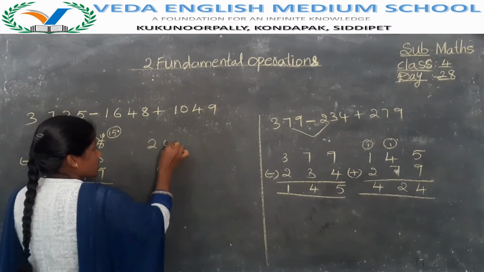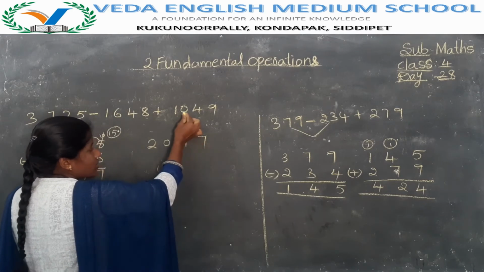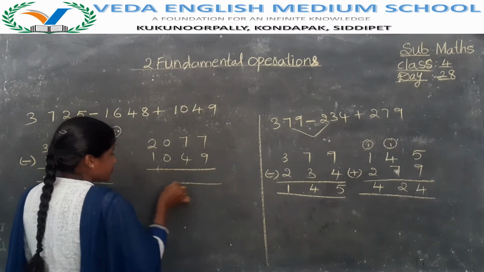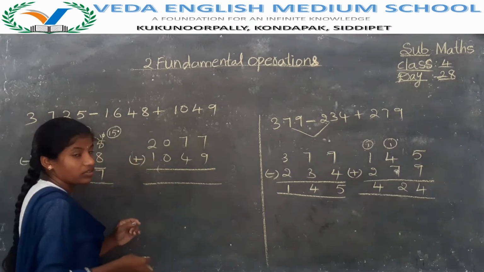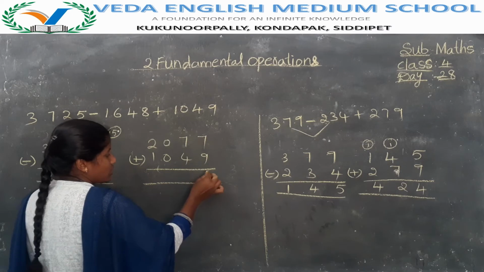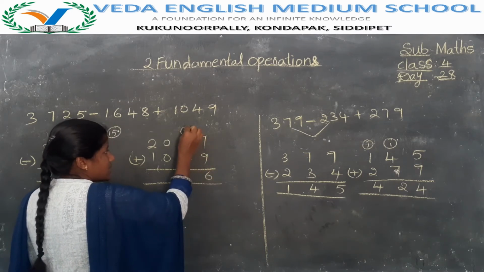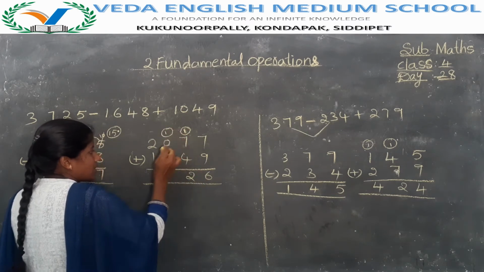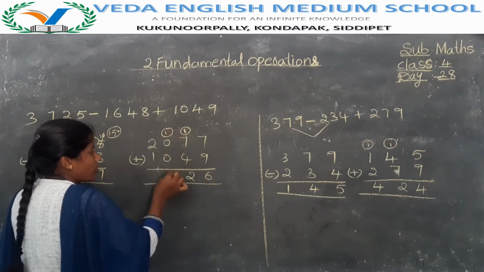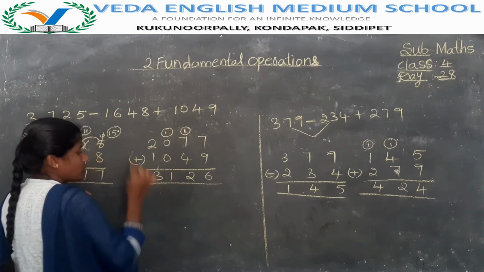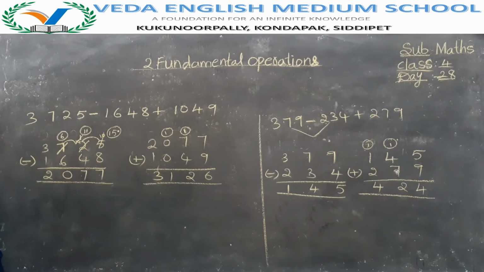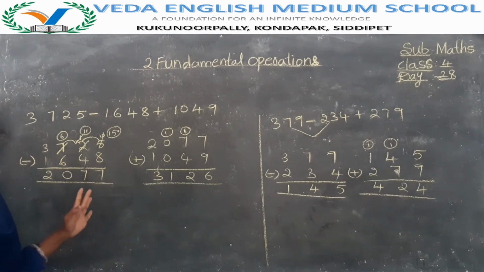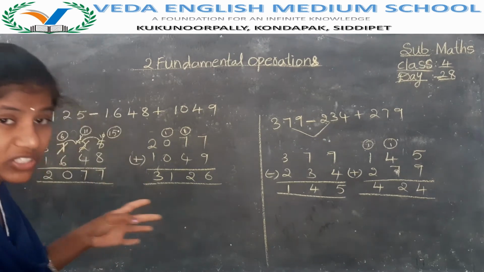For this 2077 we have to add 1049. 9401. Plus, okay, 7 plus 9 is 16. 6, and 1 becomes carry. 7 plus 1 is 8. 8 plus 4 is 12. 2, and 1 will be carry. 0 plus 1 is 1. 1 plus 0 is 1. 2 plus 1 is 3. So the answer is 3126. Like that. If you have addition symbol, first of all you have to go for addition. If you have subtraction symbol, then you have to go for subtraction. Like this you have to complete.